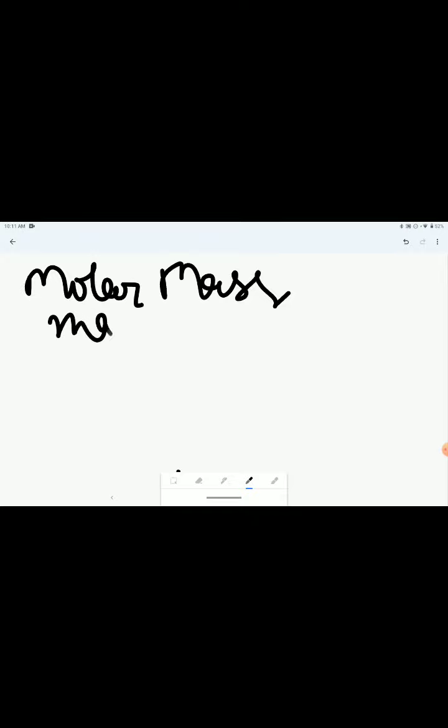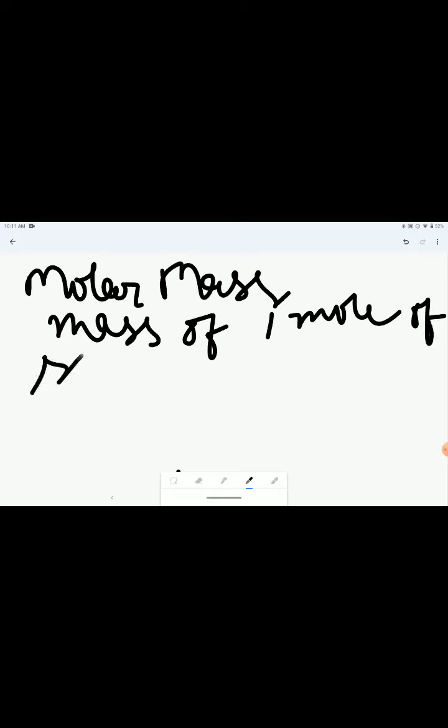Now let us discuss molar mass. Molar mass or molecular mass is defined as the mass of 1 mole of a substance. It may be anything. The mass of 1 mole of a substance is defined as molar mass.